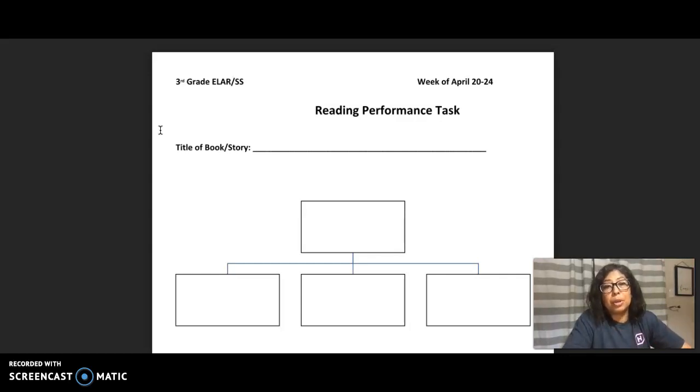Now remember, Spurs, this week, since we are looking at how we can use text features to determine the central idea, you're only reading nonfiction books. So make sure when you're in Epic that you pull a nonfiction story or informational text. Same if you use one of your books that you've read at home, it has to be a nonfiction or informational text.